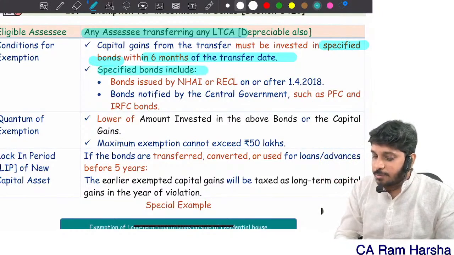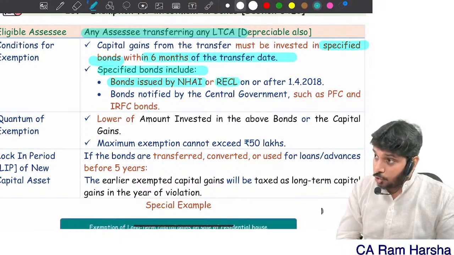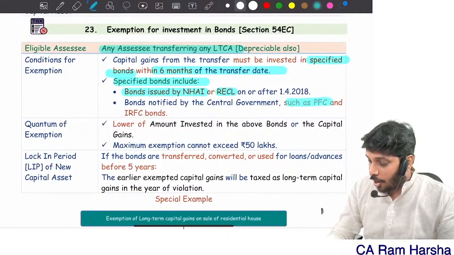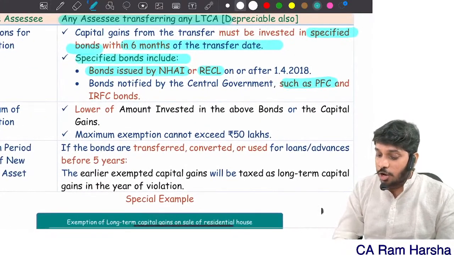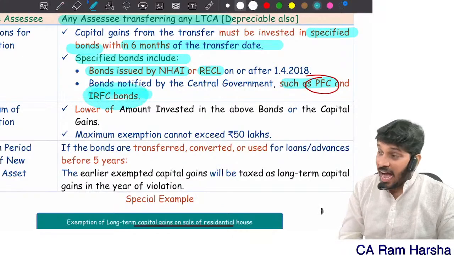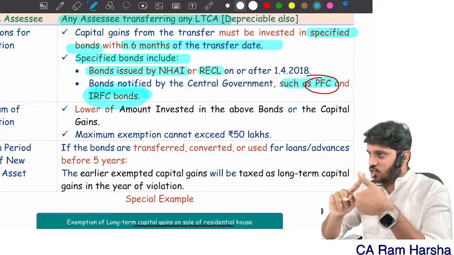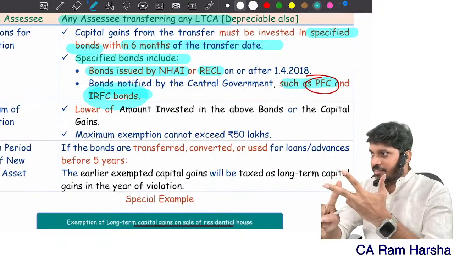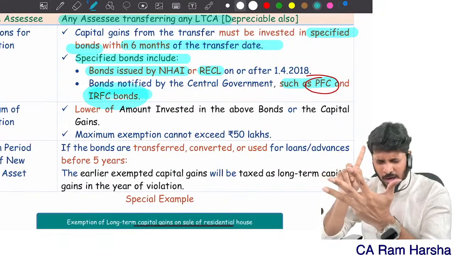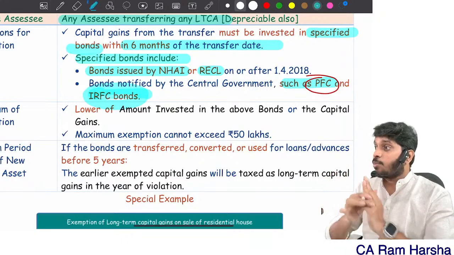What is a specified bond? Bonds issued by National Highway Authority, bonds issued by Rural Electrification Corporation, bonds issued by Power Financial Corporation. PFC means Power Financial Corporation. Bonds issued by IRFC, Indian Railway Financial Corporation. These 4 entities' bonds you buy.